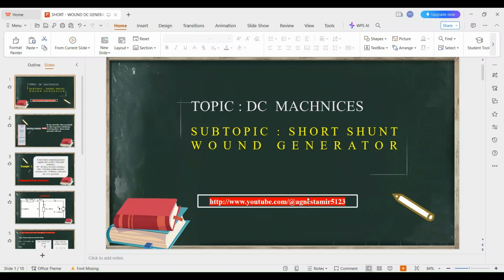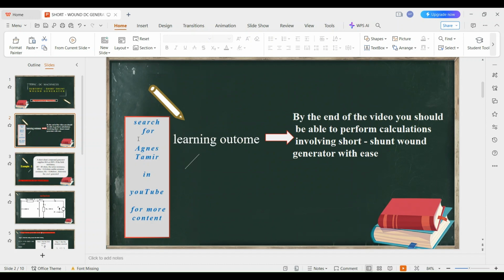Okay, welcome to our session today. We are still looking at DC machines, and to be specific, we're looking at DC generators. Our subtopic today is short shunt wound generators. By the end of the video, you should be able to perform calculations involving short shunt wound generators without any problem.